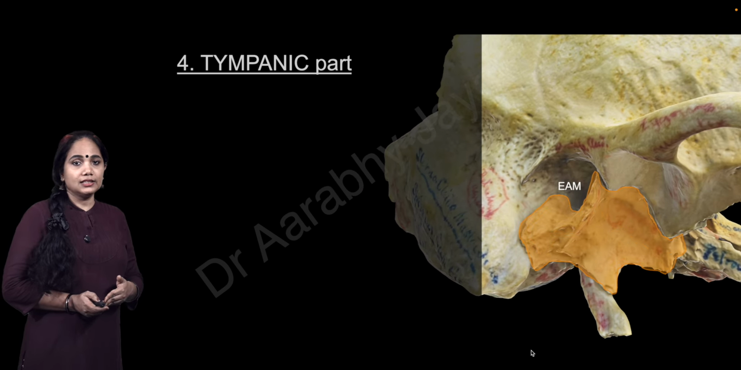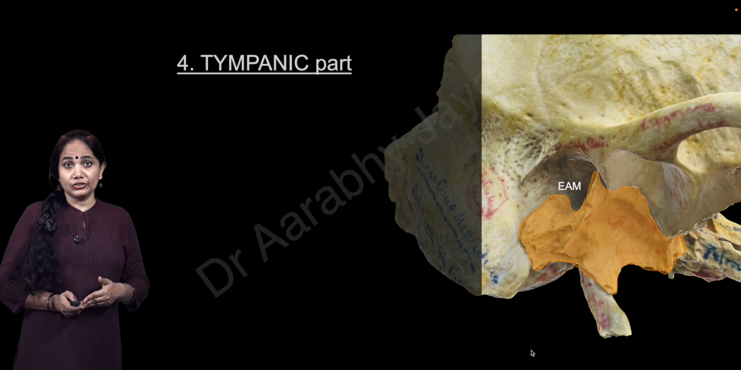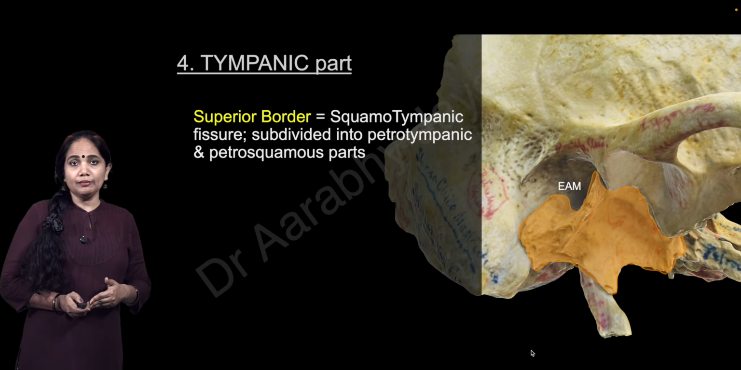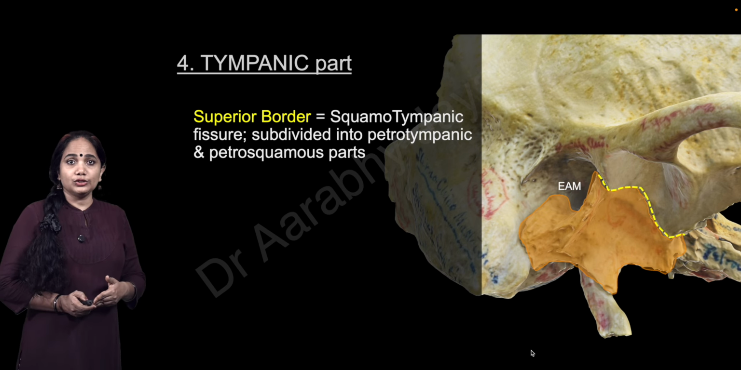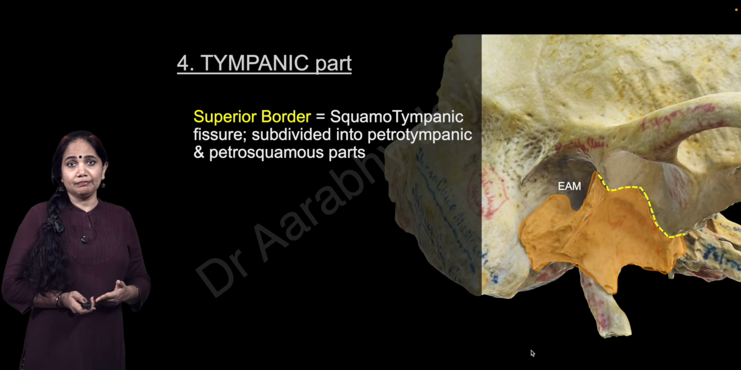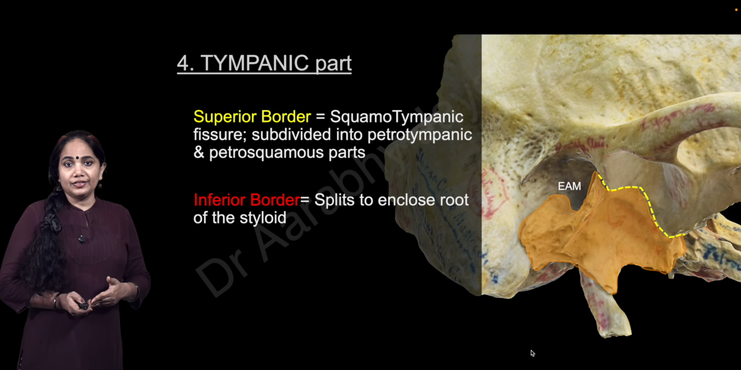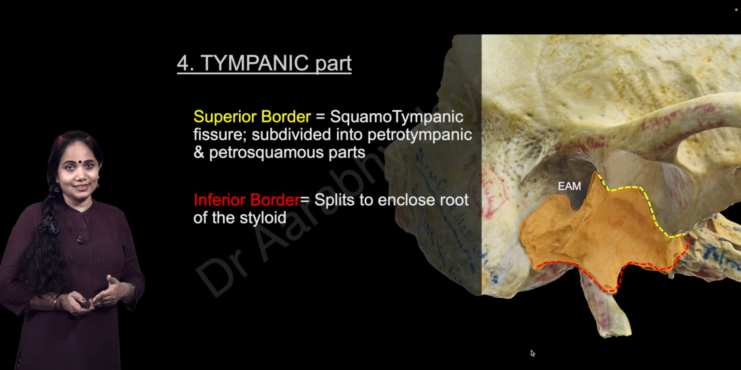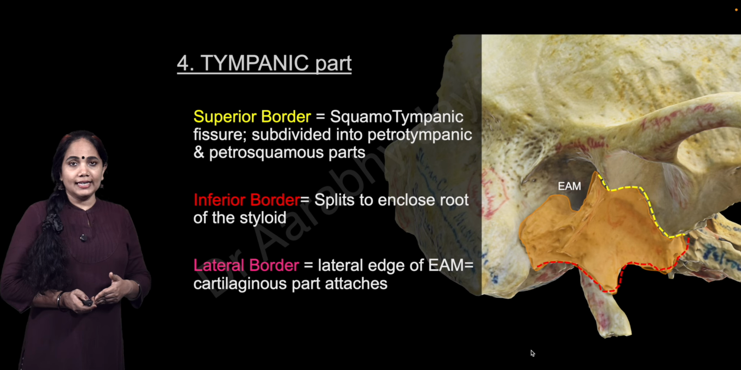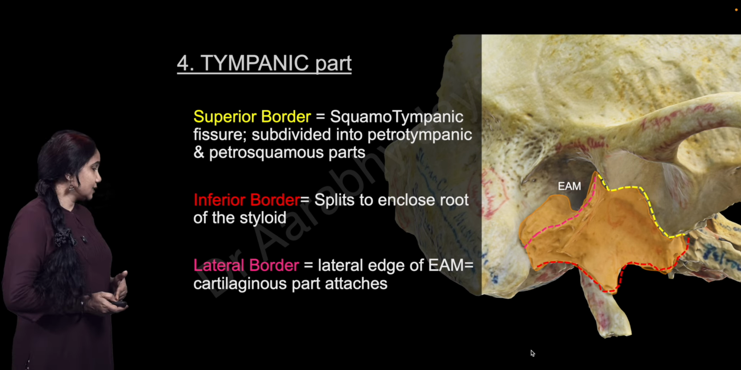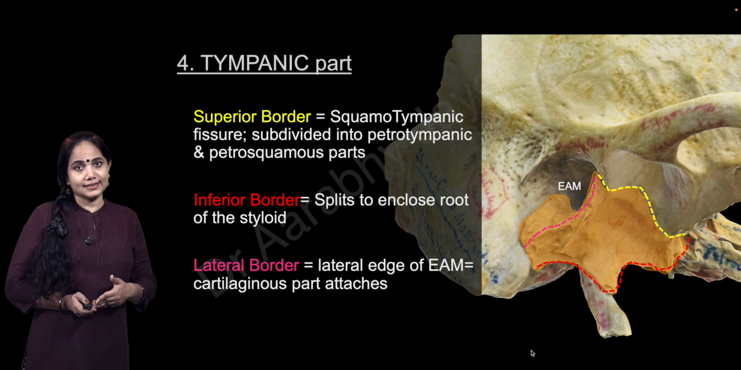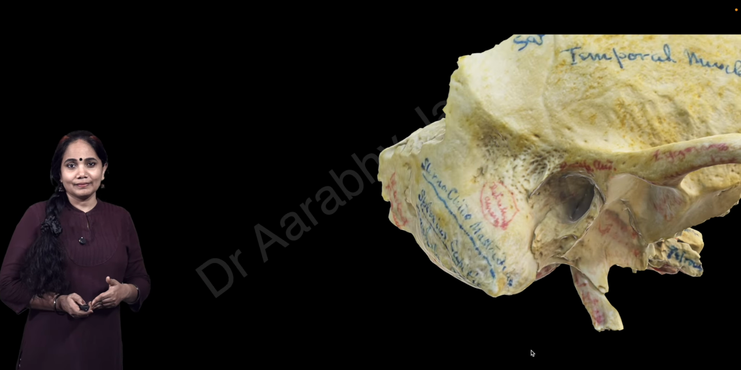Apart from this, the tympanic part also has three borders. The superior border, like we mentioned, is the squamotympanic fissure, which is divided into a lateral petrotympanic part and a medial petrosquamous part. And then we have the inferior border, which actually splits to enclose the styloid process. Lastly, we have the lateral border, which gives attachment to the cartilaginous part of the external acoustic meatus.